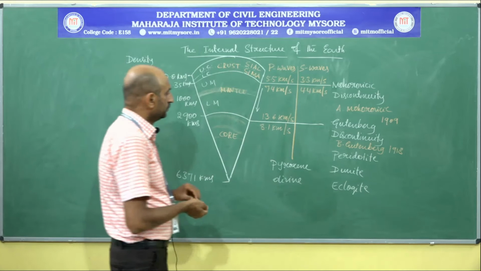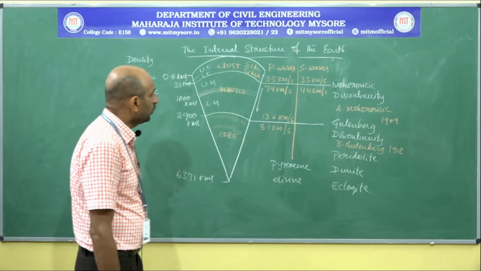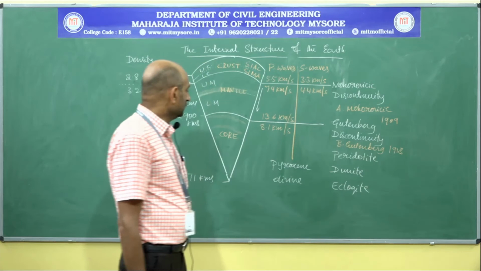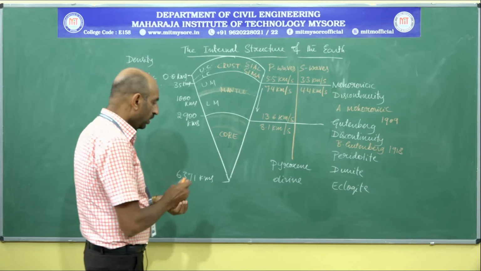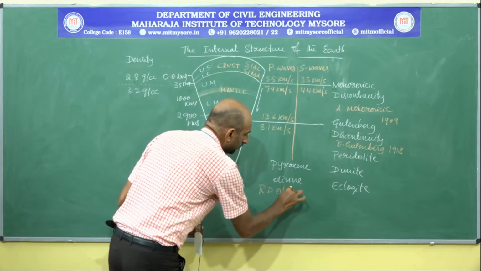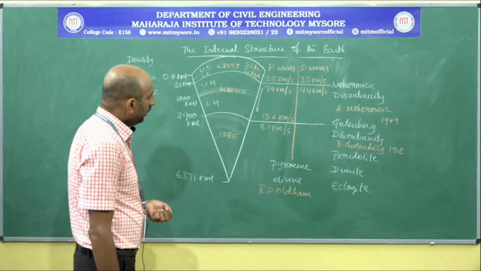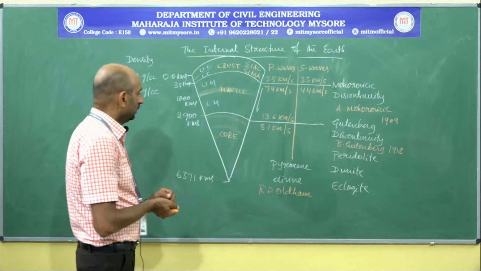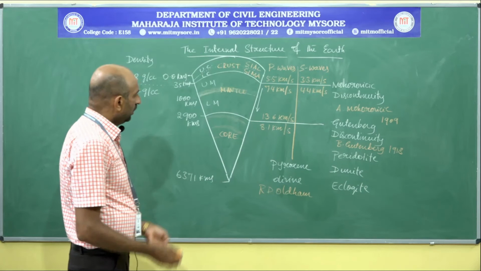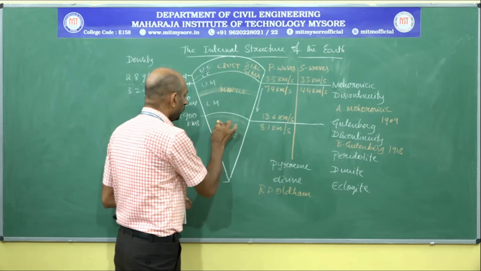The core, the innermost layer of the earth, is called by the name core. The existence of the core was discovered by R.D. Oldham. In the year 1906, this core was divided into outer core and inner core.